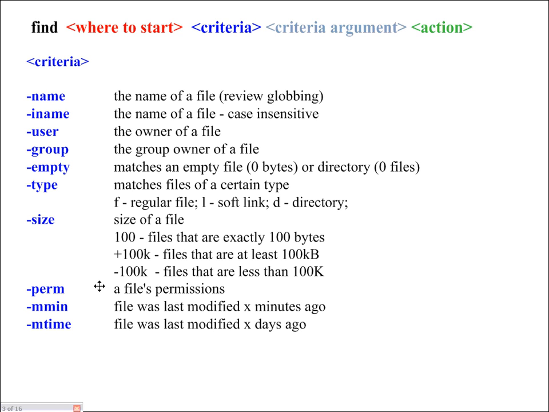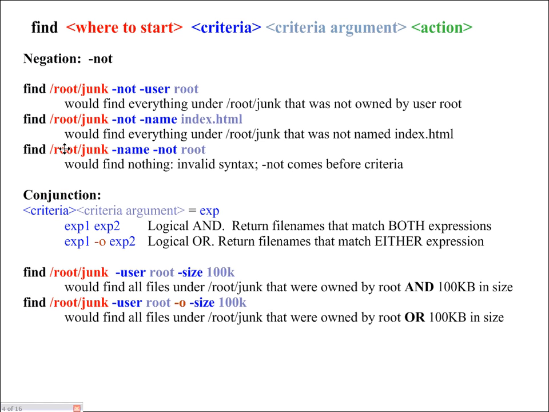Permissions. It might be worth your while to look through a file system and find all the files that have write permissions in the others field, which would be odd. And then find stuff that was modified a certain amount of time ago. So these are the most basic ones, and find will actually do a lot more. If you get some spare time, look through the find man page. There's a lot to it.